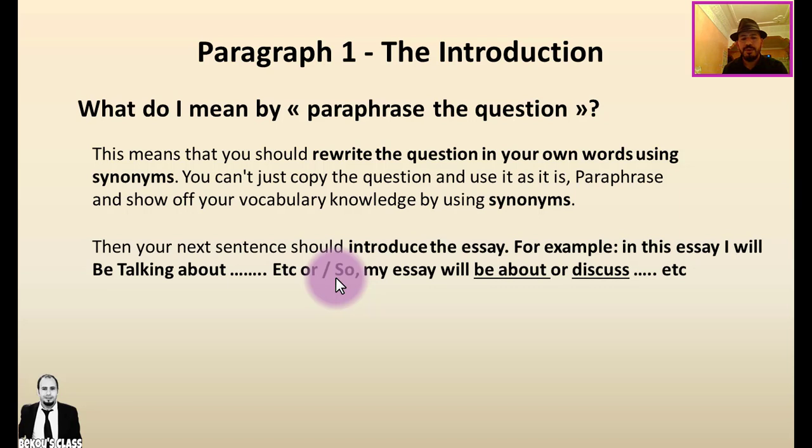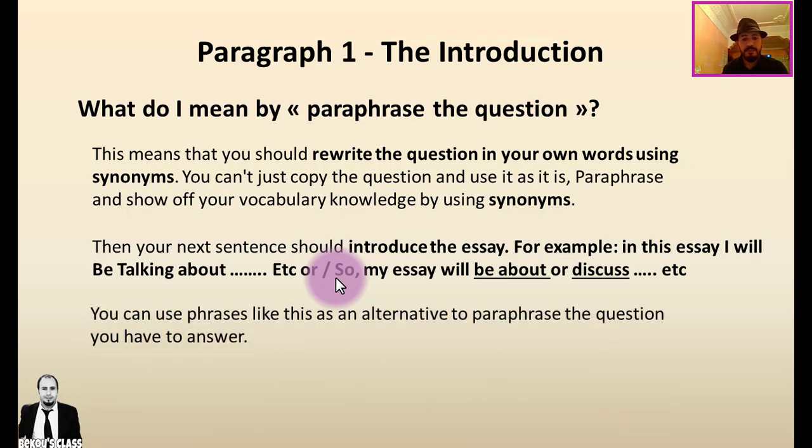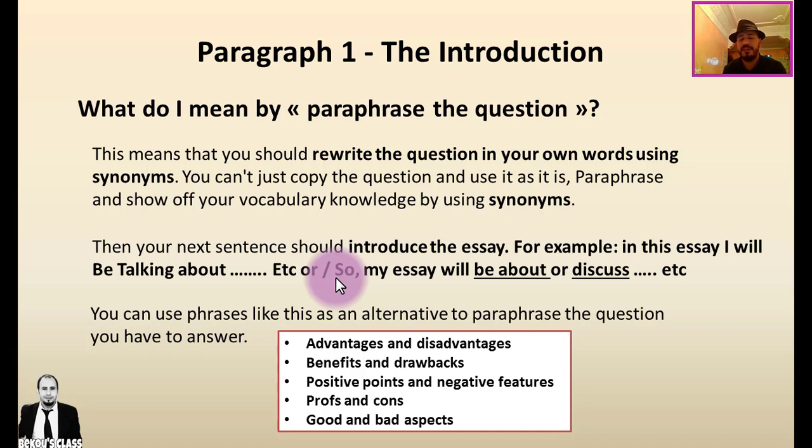Then once you rephrase the question, your next sentence should introduce the essay. For example, in my essay, I'll be talking about advantages and disadvantages of, and you mention the issue. Or you can say my essay will be about, or discuss. My essay will discuss the following things, the advantages as well as disadvantages. To paraphrase the advantages and disadvantages, there are many other words you can use. For example, you can use benefits and drawbacks, positive points and negative features, pros and cons, good and bad aspects. All these expressions mean exactly the same thing.